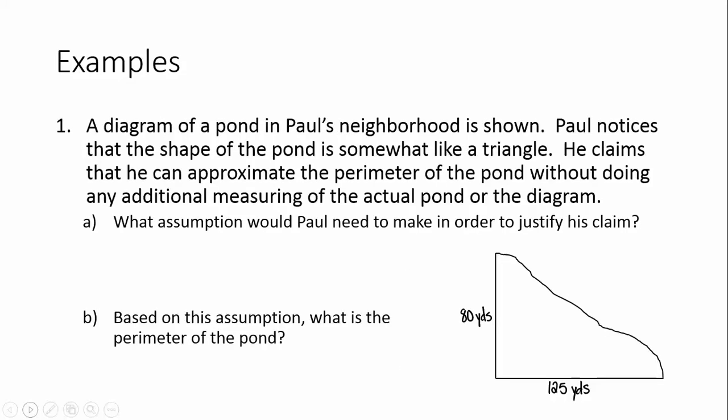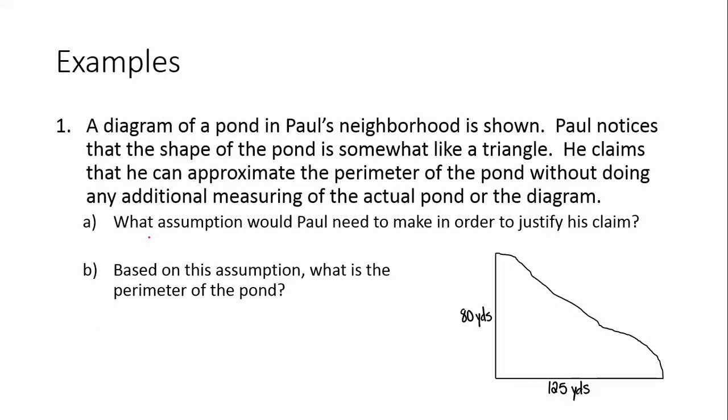So here we have an example where we have a diagram of a pond in Paul's neighborhood, and it's shown here below in the lower right-hand corner. He notices that the shape of the pond is somewhat like a triangle. He claims that he can approximate the perimeter of the pond without doing any additional measuring of the actual pond or the diagram. So what assumption does he need to make in order to justify this claim? The idea here is that the assumption he's making is that this pond is shaped like a right triangle.